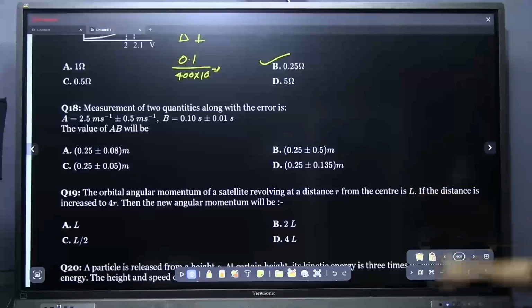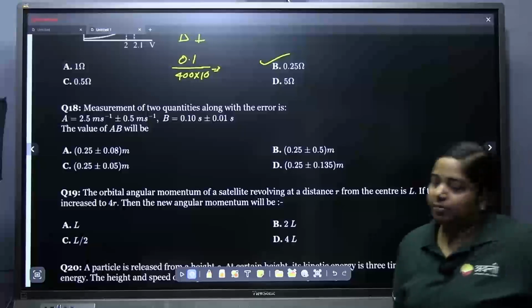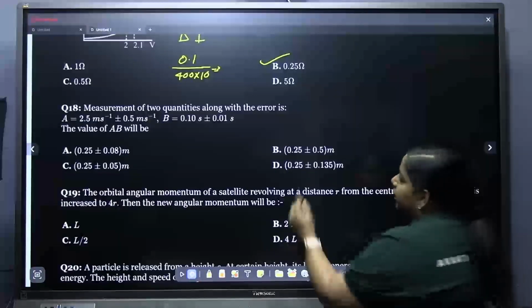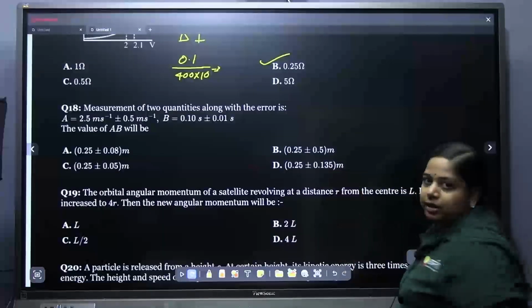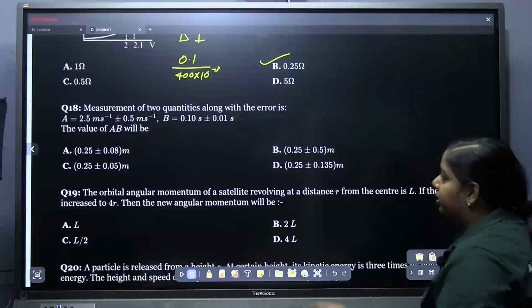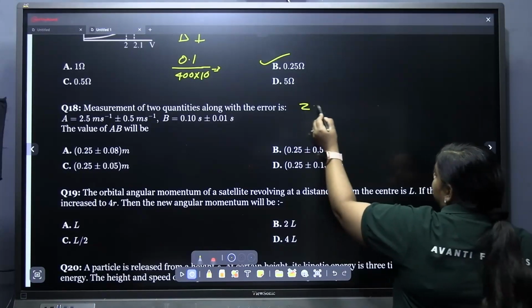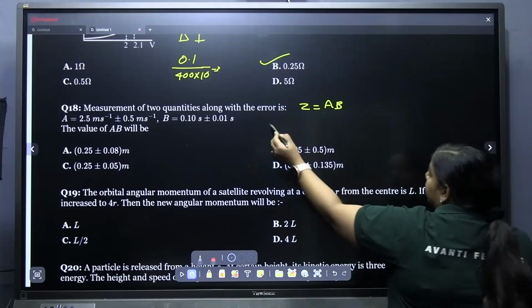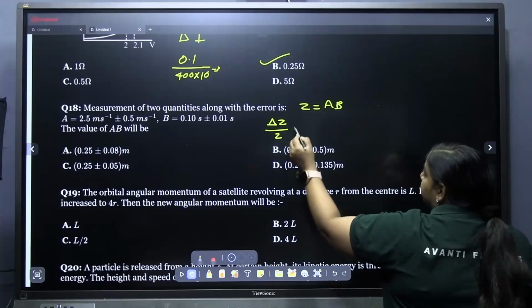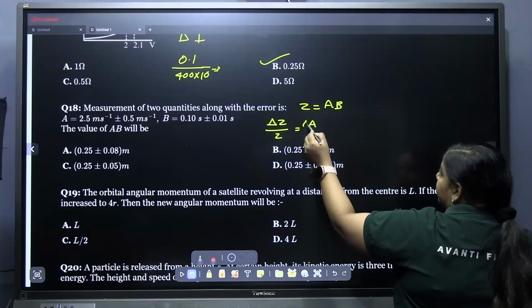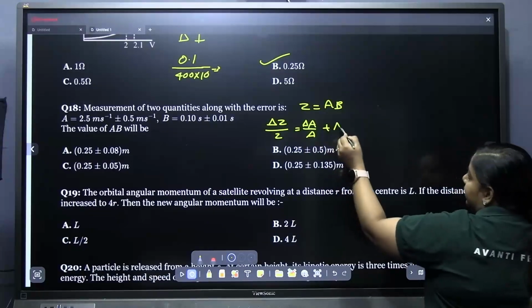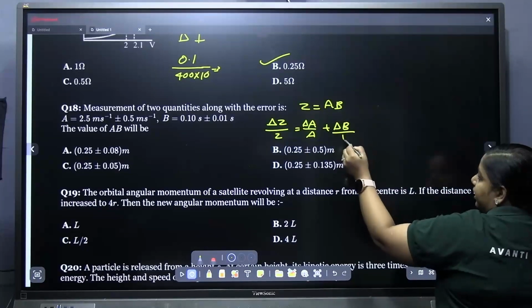Measurement of two quantities along with error is given. Find the value of AB. So, we have to write AB plus delta AB. We can say that if Z equal to A into B, delta Z by Z equal to delta A by A plus delta B by B.